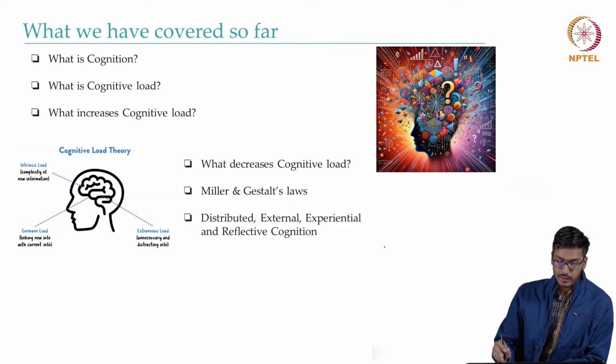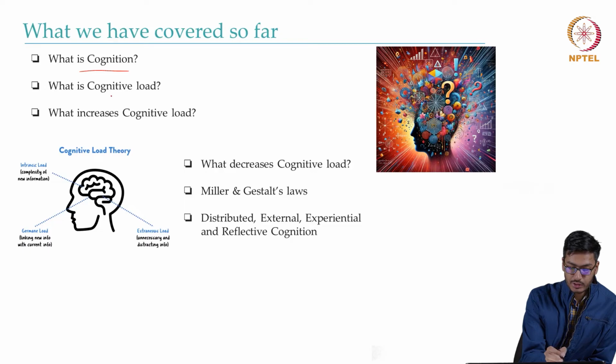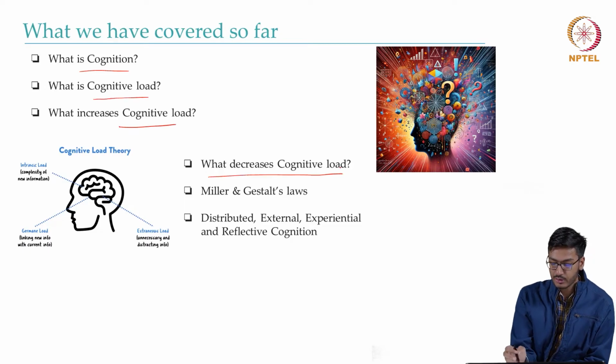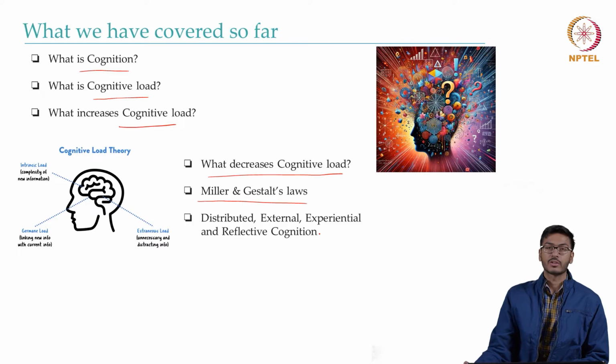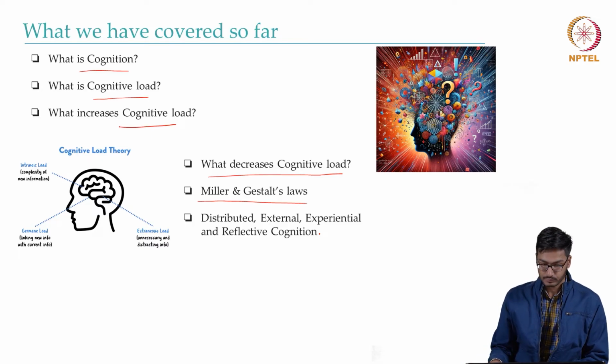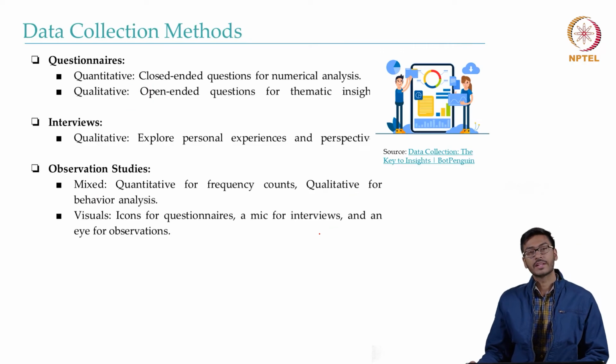Next, we discussed cognition. What is cognitive load? What increases cognitive load? What decreases cognitive load? Some laws like Miller's and Gestalt's laws, distributed cognition, external cognition, experiential and reflective cognition. This was it for the recap.